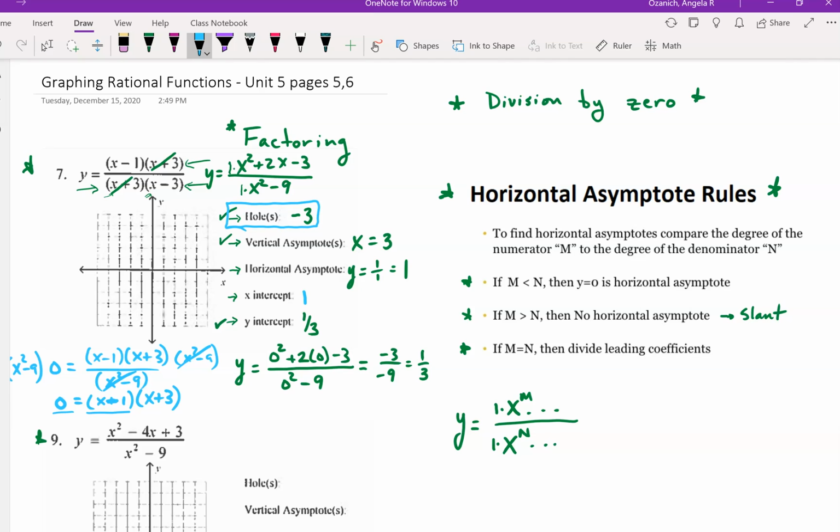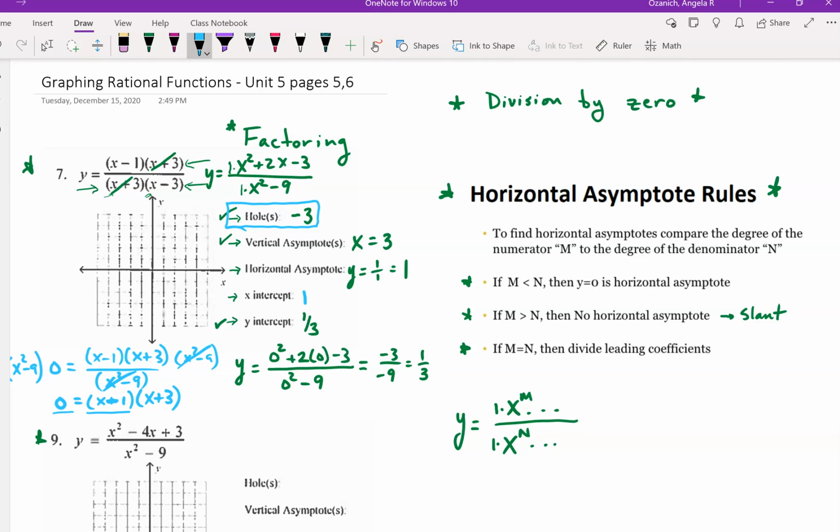So there's a lot that we have talked about. We've talked about finding the holes with those common factors that are in the numerator and the denominator. We've talked about vertical asymptotes, horizontal asymptotes. Finding your x-intercept, we set y equal to 0. Finding the y-intercept, we set x equal to 0. And now it's time to put all of this together and graph.